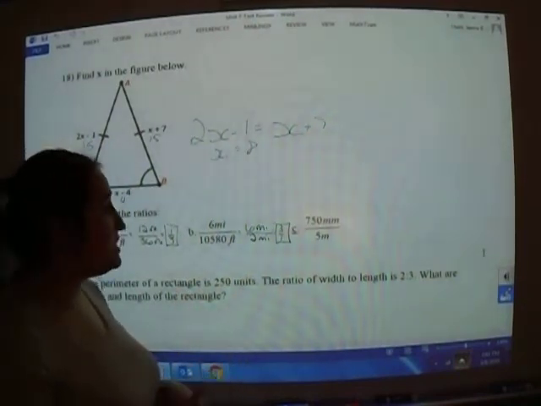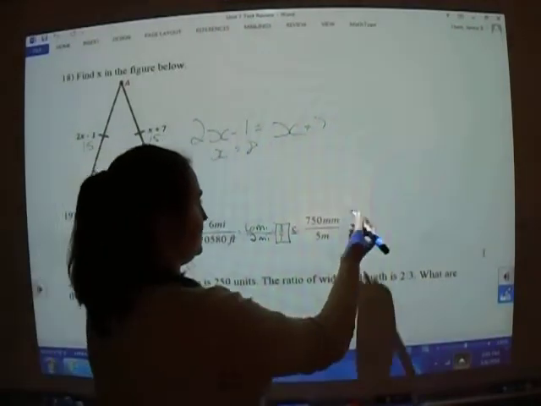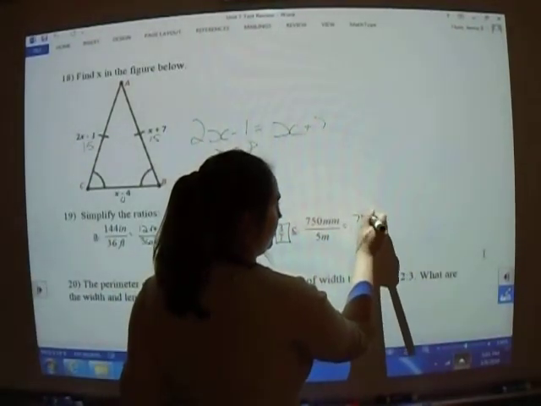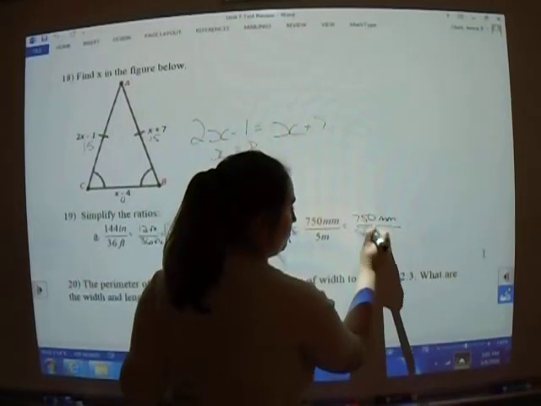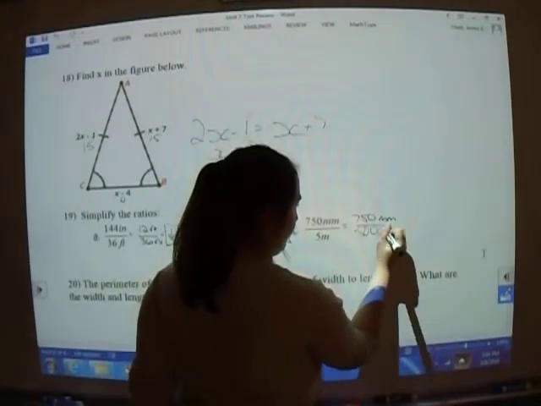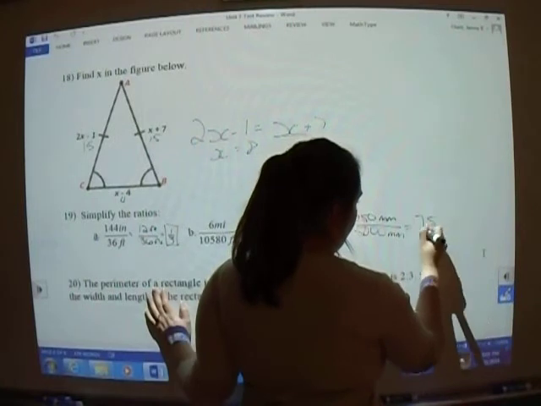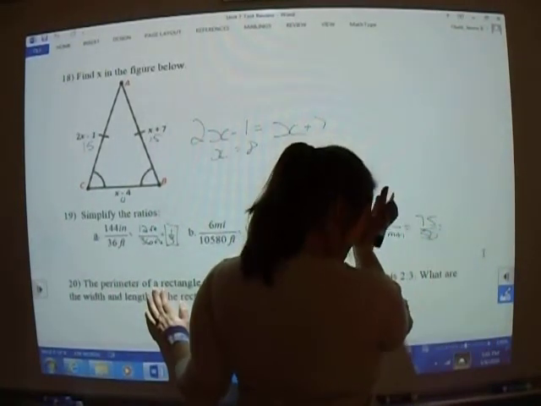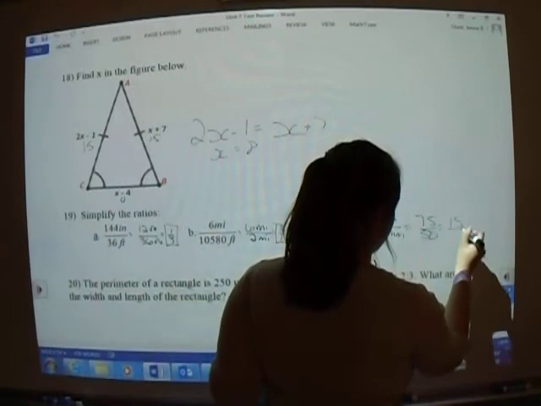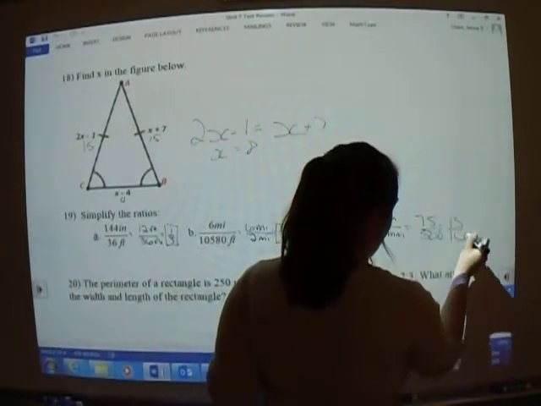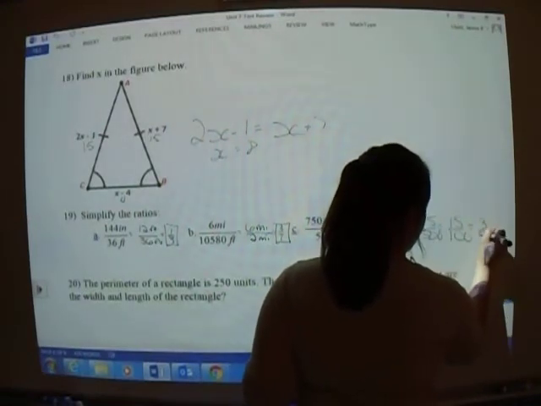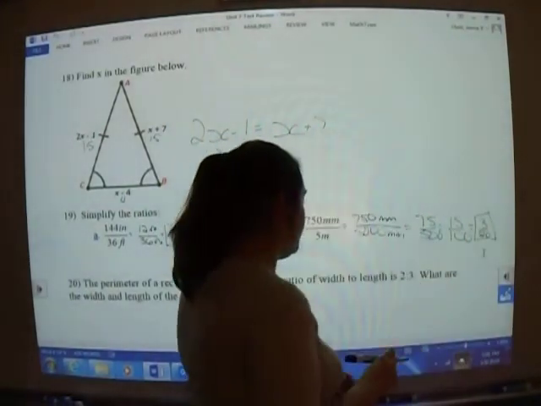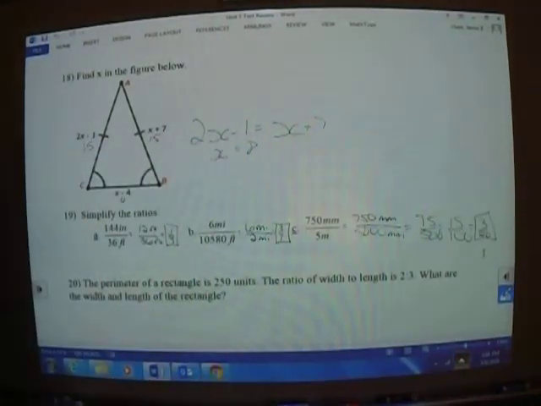Millimeters just means 1,000. So I'm just going to say 750 millimeters over 5,000, right? You either divide this by 1,000 or multiply this by 1,000 millimeters, which gives us 75 over 500, which gives us 15 over 100, which gives us 3/20. And that is our ratio. Okay?